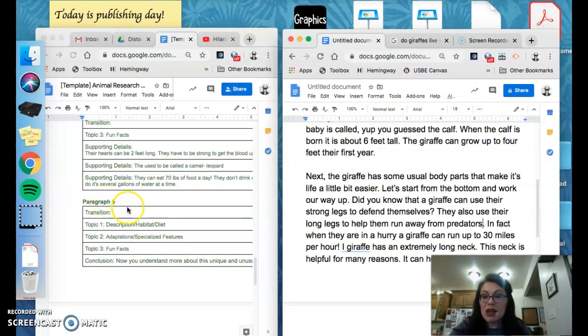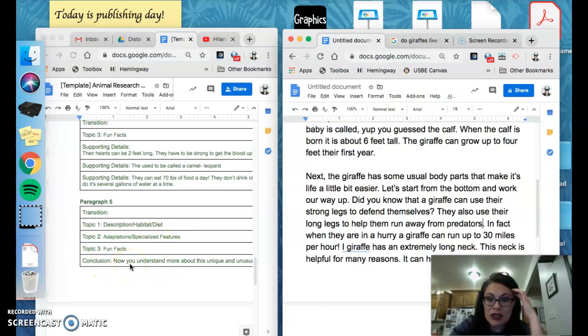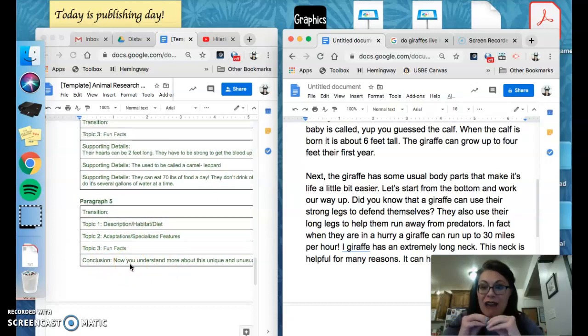So then when I get to paragraph 5 over here, I'm going to literally go back and I'm going to copy and paste those 3 main sentences, and then I type in my conclusion. It doesn't have to be perfect. Just get it down on paper.